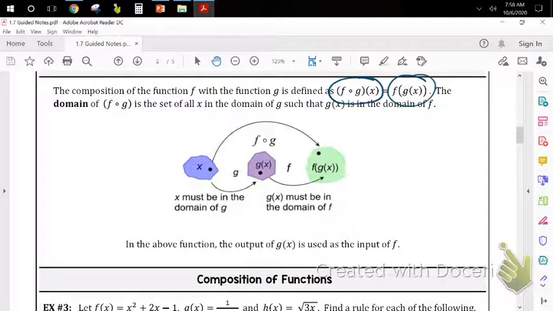The domain is the set of all x in the domain of g such that g of x is in the domain of f. So you need to look at the domain of your input and the domain of your output. What makes them both true? Where do they overlap to get the domain of your composition?